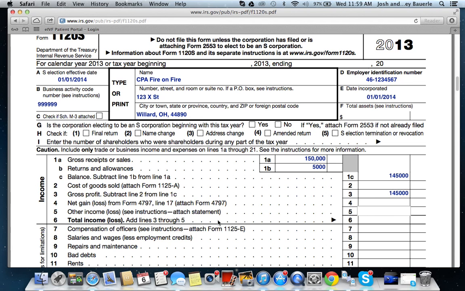Line 5 is other income. So usually this is if you have a business bank account and you had some interest coming from it. Possibly if you had rental income. Generally, your rental income should not be on an S corp. You don't want to have rental income reported in an S corp. It takes away the advantages. So for now, let's just assume that's just interest income and we don't have any. Then you just get to line 6, which is your total income.